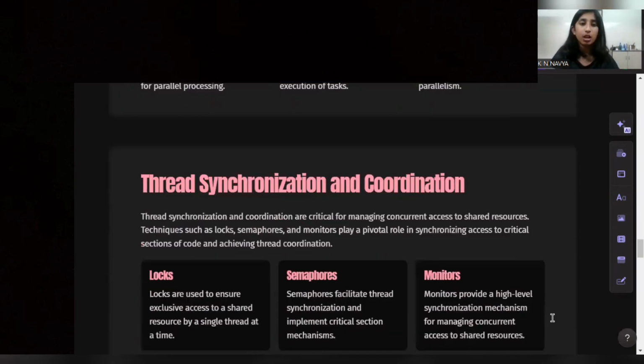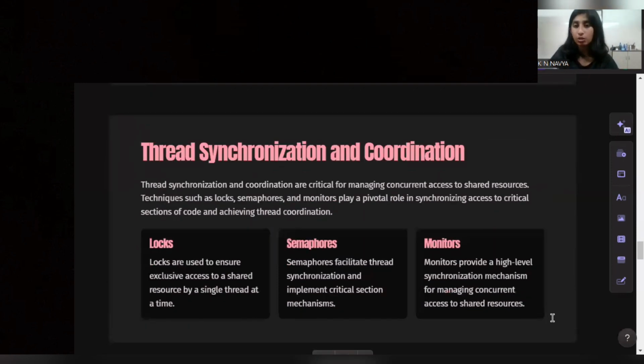Let's see about thread synchronization and coordination. Thread synchronization and coordination are critical for managing concurrent access to shared resources. Techniques such as locks, semaphores, and monitors play a vital role in synchronizing the access to critical sections of code and achieving thread coordination.